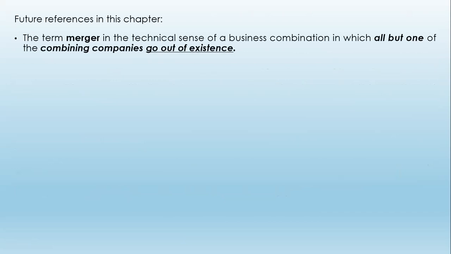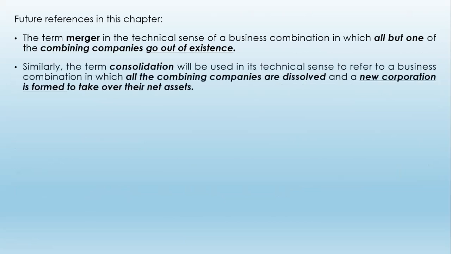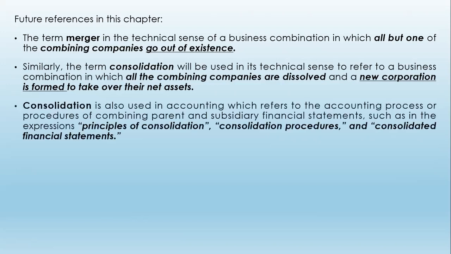References in this chapter. The term merger in the technical sense is a business combination in which all but one of the combining companies go out of existence. Similarly, the term consolidation will be used in its technical sense to refer to a business combination in which all the combining companies are dissolved and a new corporation is formed to take over their net assets.